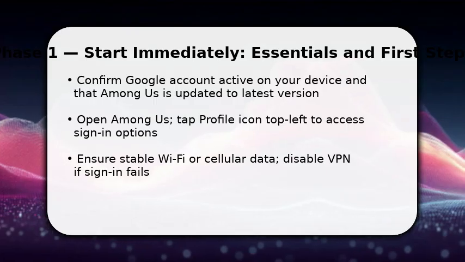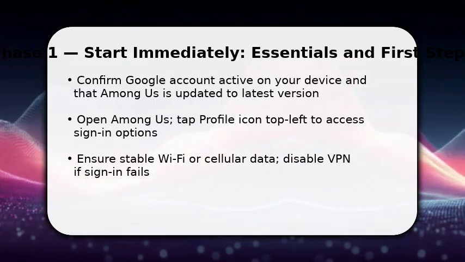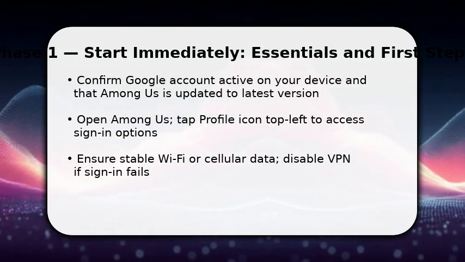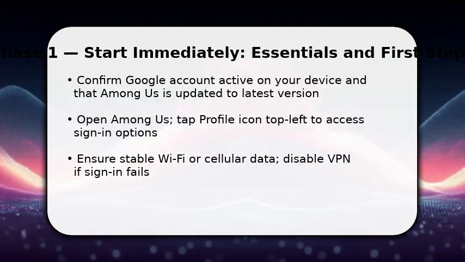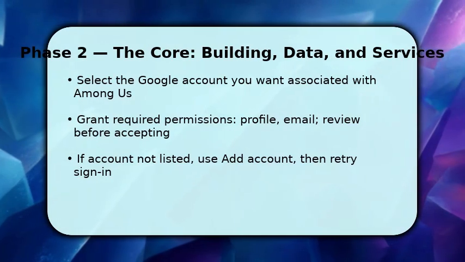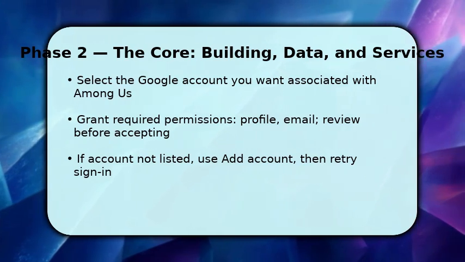Make sure you have a stable connection, and if you're on Wi-Fi, keep it enabled until the process finishes to avoid interruption or repeated prompts. You'll now see the Google account picker. Tap the account you want to link to Among Us.